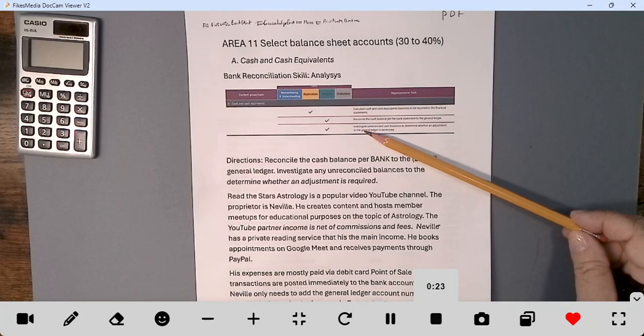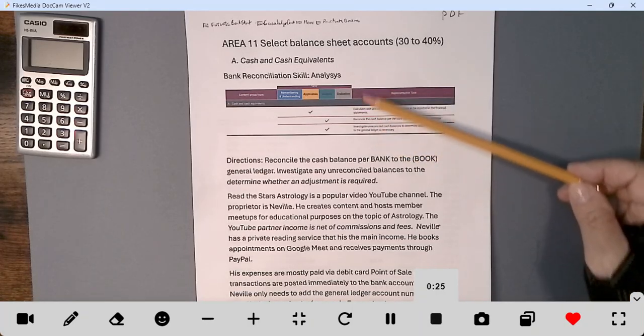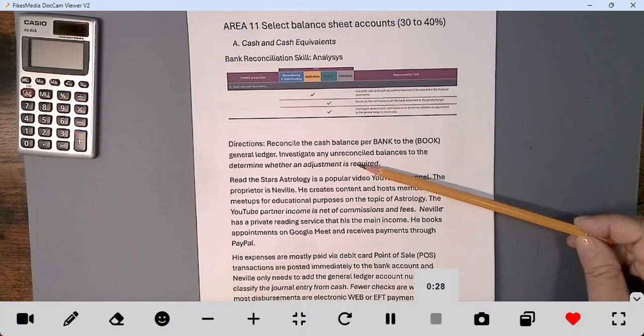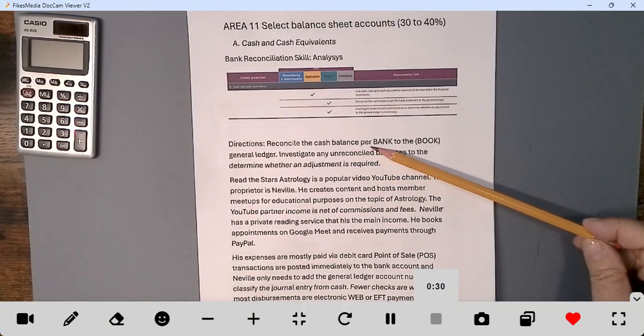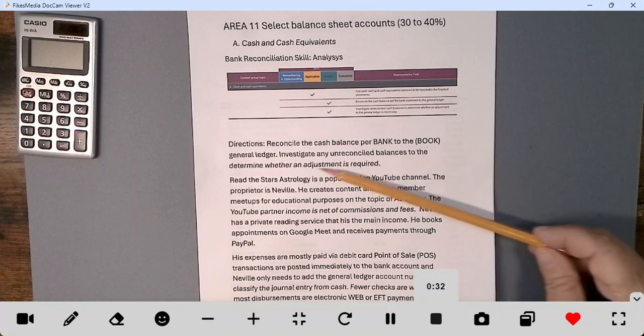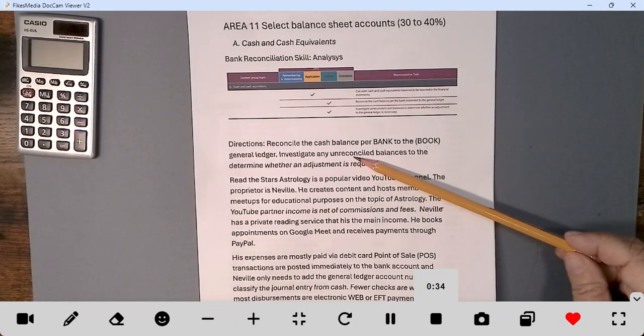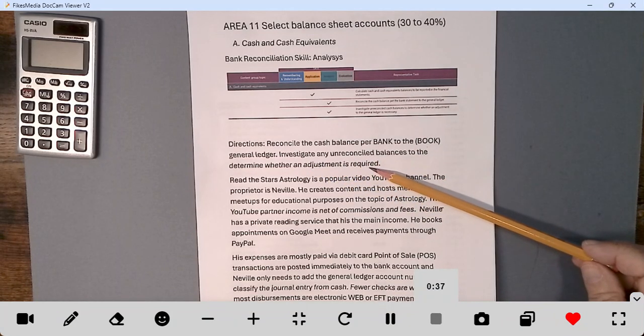This is a TBS that you would see, and it would identify what you're going to do. So you're going to reconcile the cash balance per bank to the book, general ledger. Investigate any unreconciled balances to determine whether an adjustment is required.